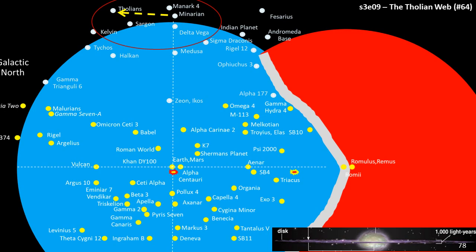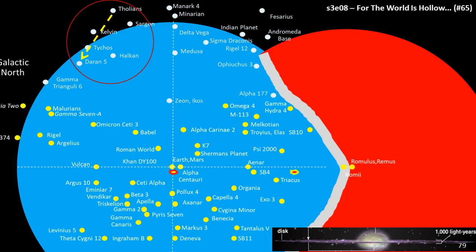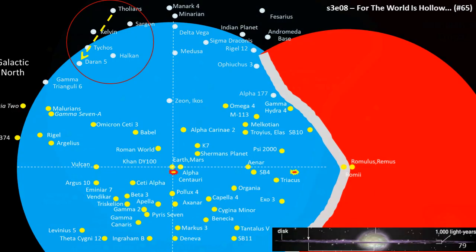I have no idea where they are, but I'm placing them up north and away from the Romulans. This does get in the way of the Cardassians, but I'm assuming they are well above the Cardassians. In the episode For the World Is Hollow and I Have Touched the Sky, the Enterprise travels close to Daran 5, which is most likely an alien Federation member planet within Federation space.